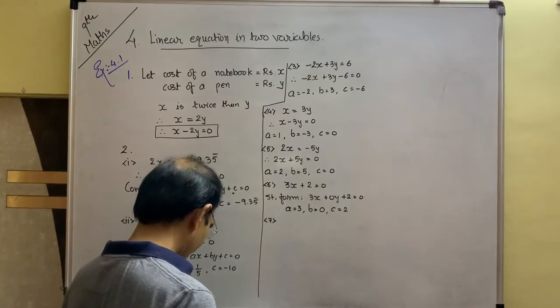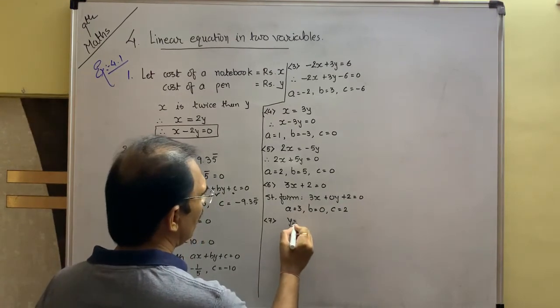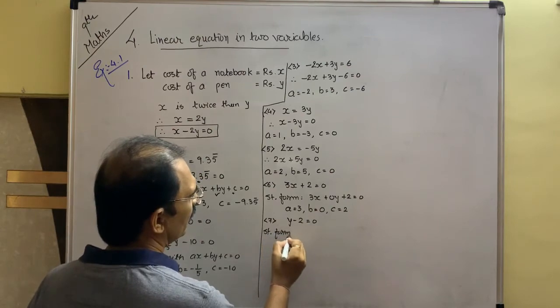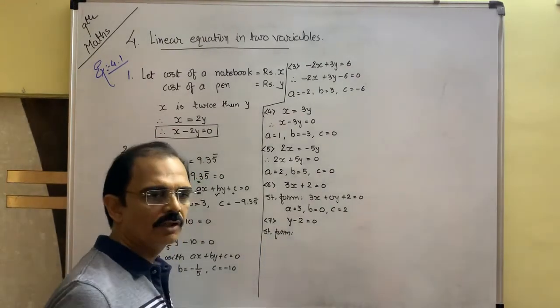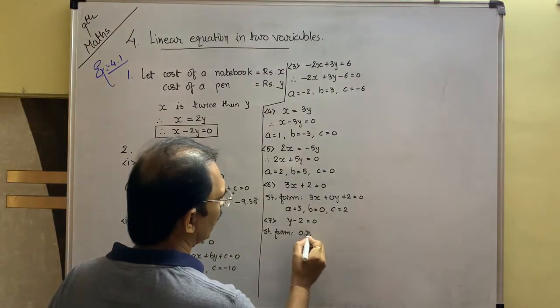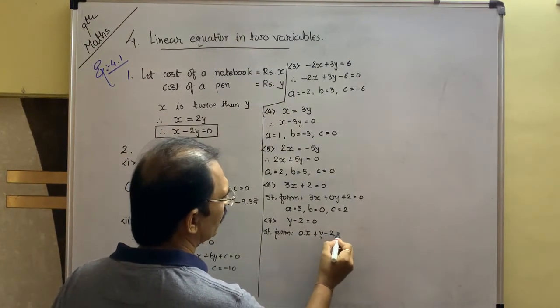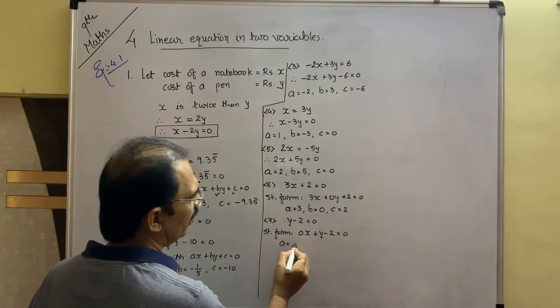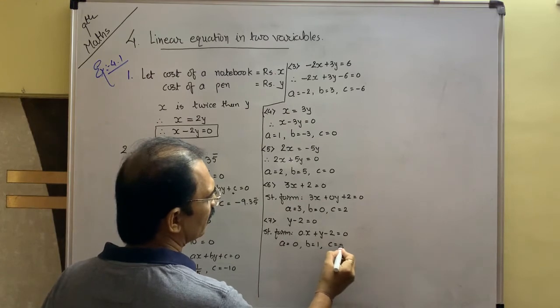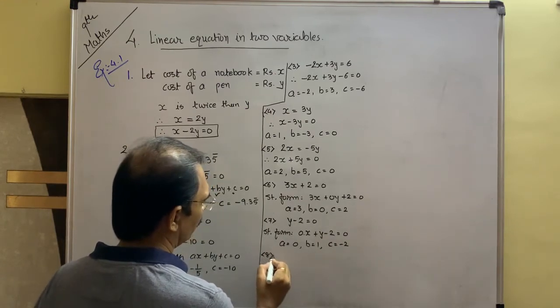7 number, y minus 2 equals to 0. Again standard form is, here x is not given, means coefficient of x is considered 0. So 0 into x plus y minus 2 equals to 0. Therefore a equal to 0, b equal to coefficient of y is 1 and c equals to minus 2.